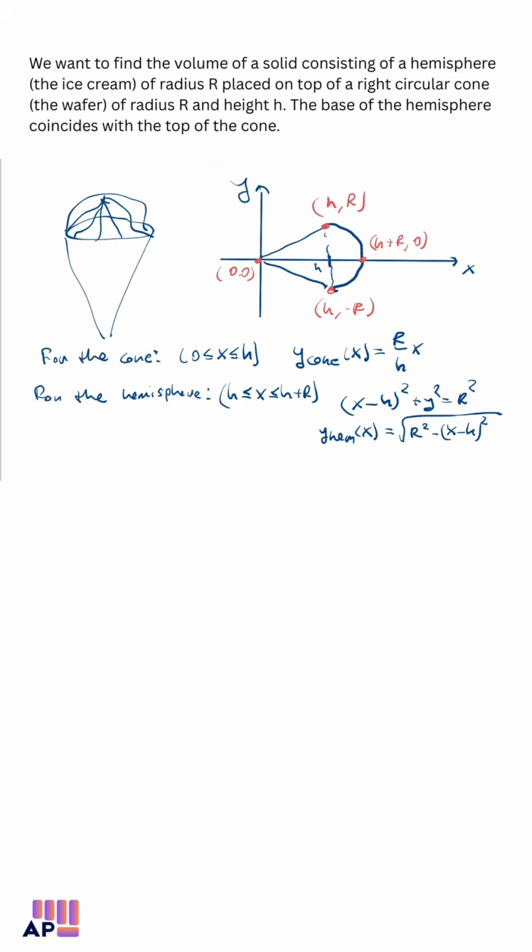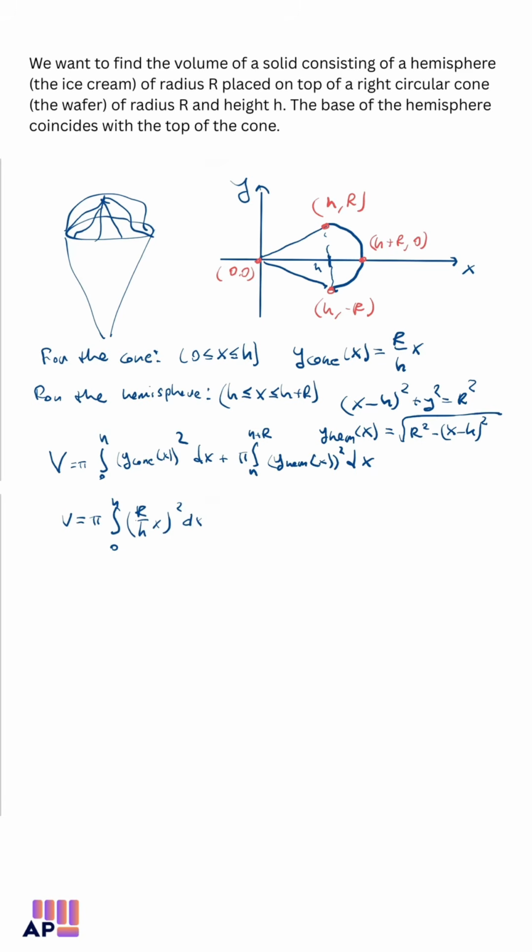Wonderful. Now, rotating these curves about the x-axis, the volume is the sum of two integrals. Pi multiplied by the integral from 0 to h of y sub cone squared dx. This is the first integral, and the second integral is pi multiplied by the integral from h to h plus r of y sub hemisphere squared dx. Now substituting the functions gives us this.